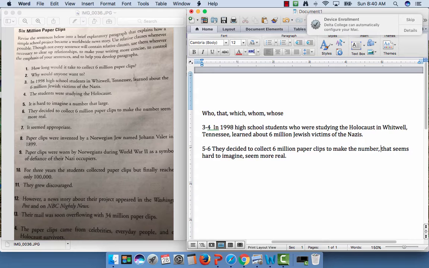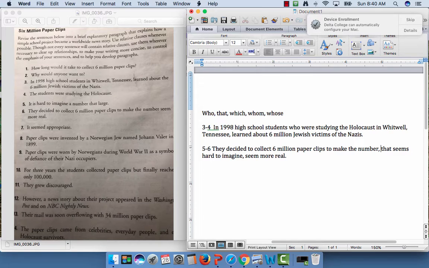But if we're going to add some additional information, we're going to repeat number. And when we repeat number, then we're going to put in that it is replaced with that. Seems hard to imagine. We take off that number that large, and we've got our combination.